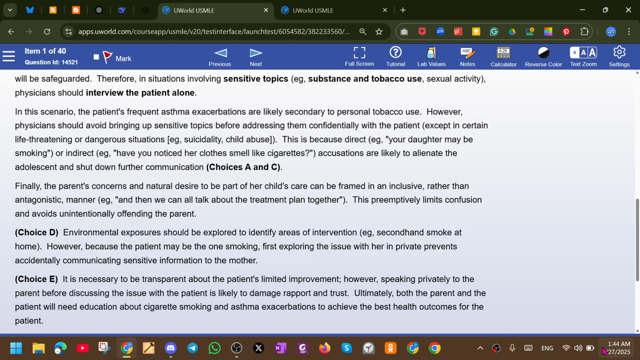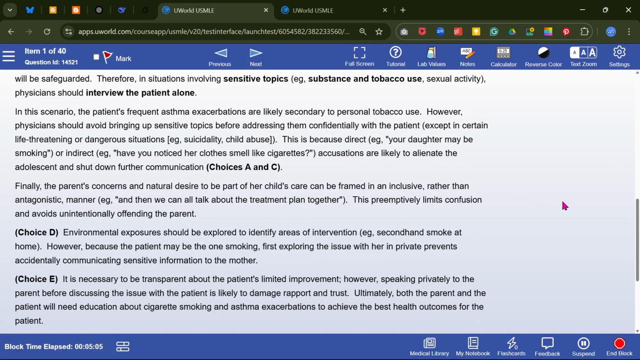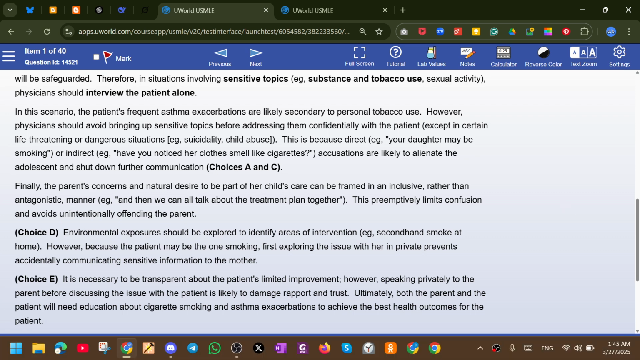Finally, the parent's concern and natural desire to be part of the child's care can be framed in an inclusive rather than antagonistic manner, such as, and then we can all talk about the treatment plan together. This limits confusion and avoids unintentionally offending the parent. Okay.